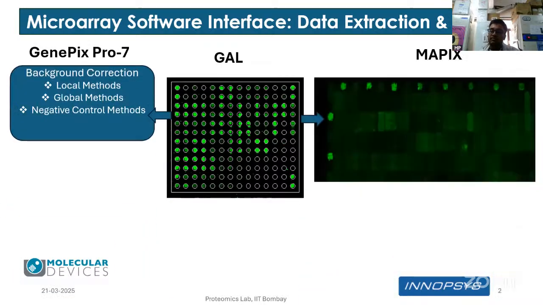Sir has already mentioned protein and peptide arrays. For peptide arrays, we use different software for the data extraction, called Mapix. But for protein arrays, for data extraction we go ahead with GenePix, because the scanner is GenePix, and the software we use for the extraction is GenePix Pro. For the initial scanning, we use GenePix Pro, followed by the extraction with GenePix Pro 7.